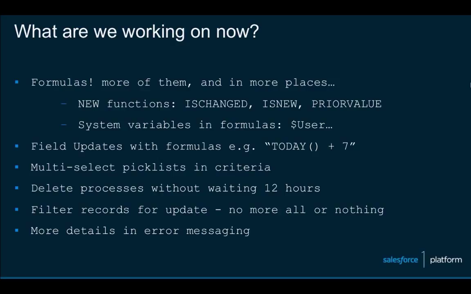Okay, this is a big one. Field updates with formulas. So essentially, you can do dynamic data assignment when we release this, and we're getting very close to being able to release this. So if you want to assign a date to the day that this process fired, +7, things like that, you'll be able to now do that. We're working through support for multi-select pick lists and criteria, which is another asked for action. You'll be able to use them in formulas and in quick actions. So previously, they were only supported when you were creating or updating a record.